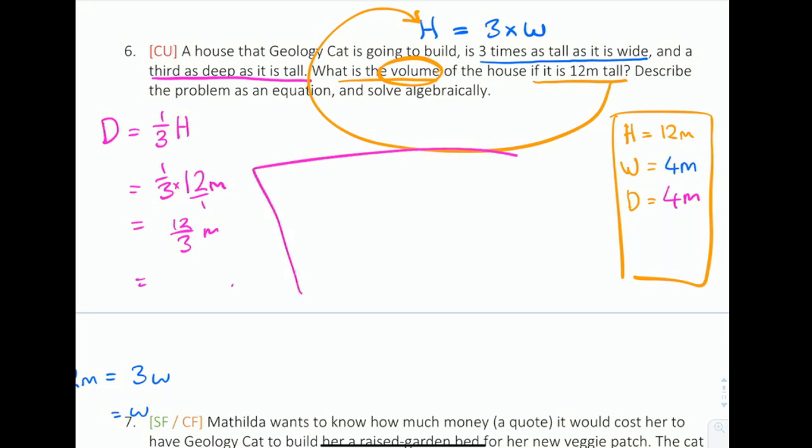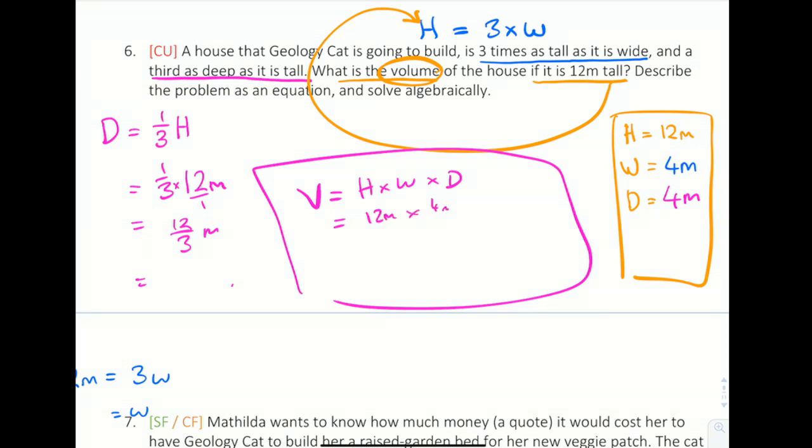So now I can just do the volume calculation. Volume of the house is going to be height times width times the depth. So let's just put them all together. 12 meters times by 4 meters times by 4 meters. So 4 times 4 is 16 meters squared, times 12 meters.